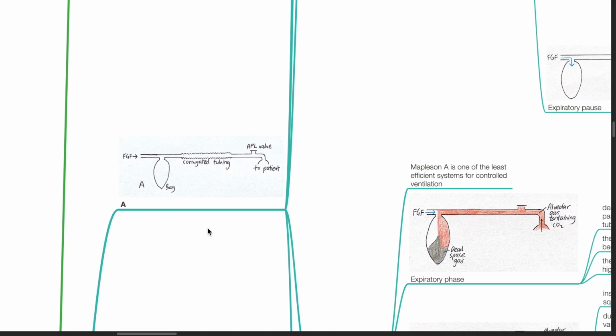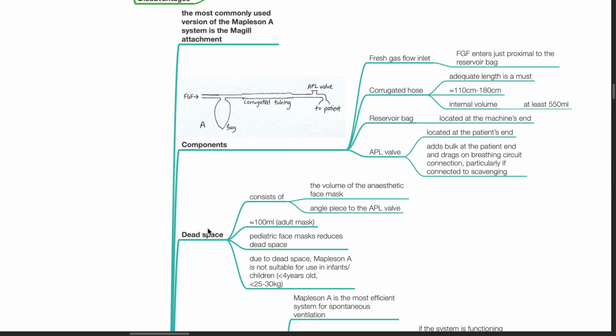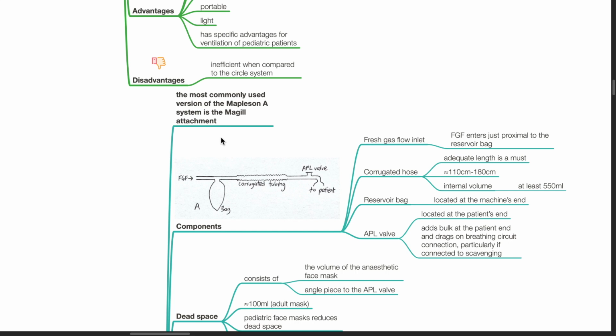Mapleson A. The most commonly used version of the Mapleson A system is the Magill attachment. Components include the fresh gas flow inlet. Fresh gas flow enters just distal to the reservoir bag. Corrugated hose. An adequate length is a must, which usually ranges from 110 to 180 centimeters with an internal volume of at least 550 mL. The reservoir bag is located at the machine's end. The APL valve is located at the patient's end.